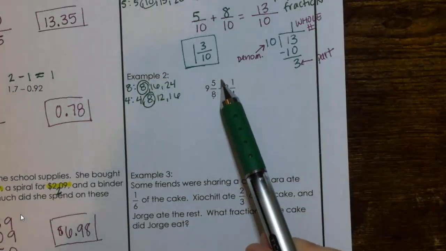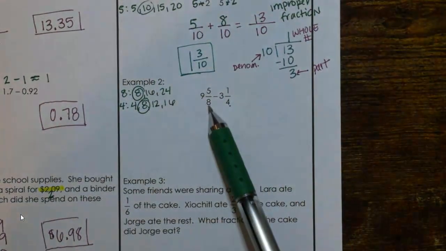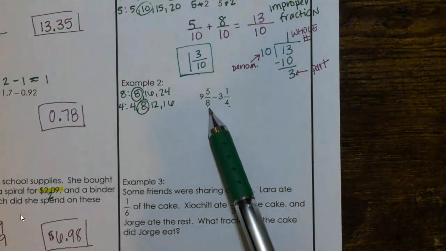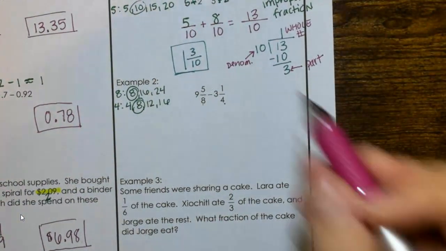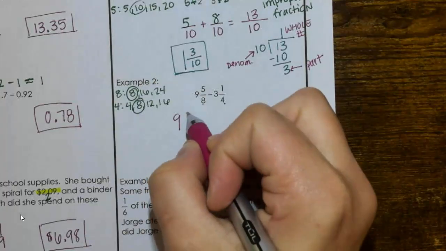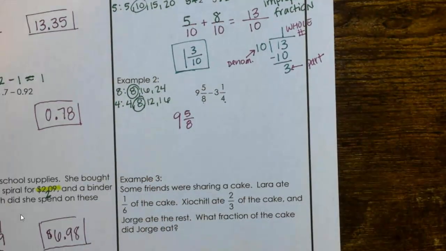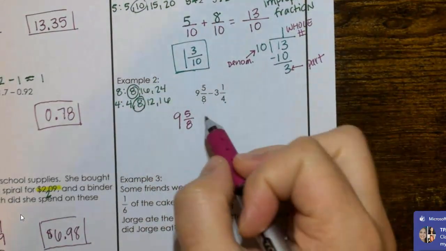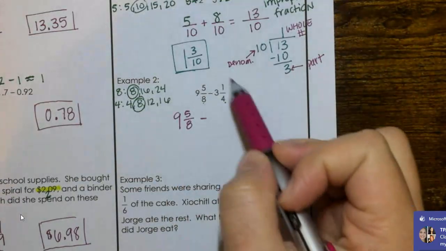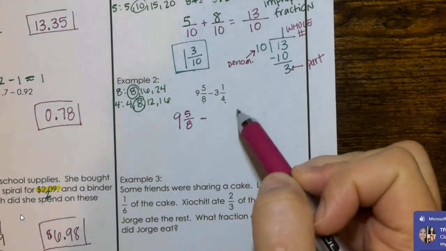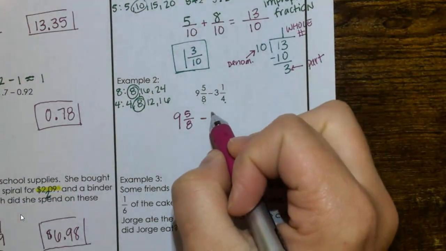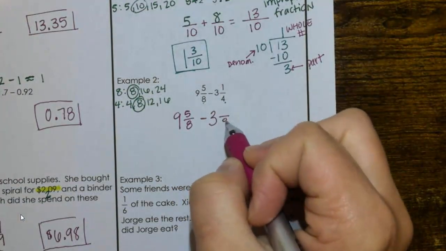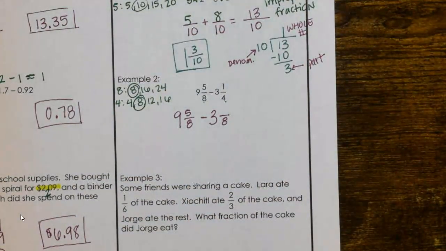So 9 and 5/8. Does it need a new denominator or does it already have an 8? It already has an 8, so we're going to leave this one. So 9 and 5/8 minus my new fraction, my fraction 3 1/4 needs a new denominator. So I'm going to keep my 3 and an 8.